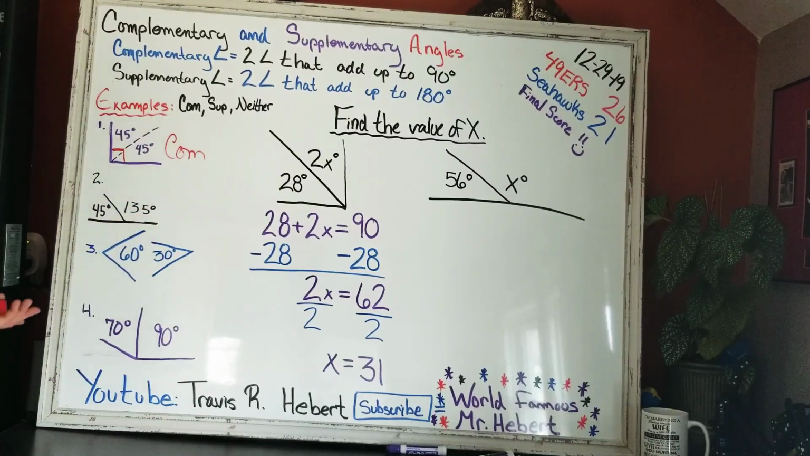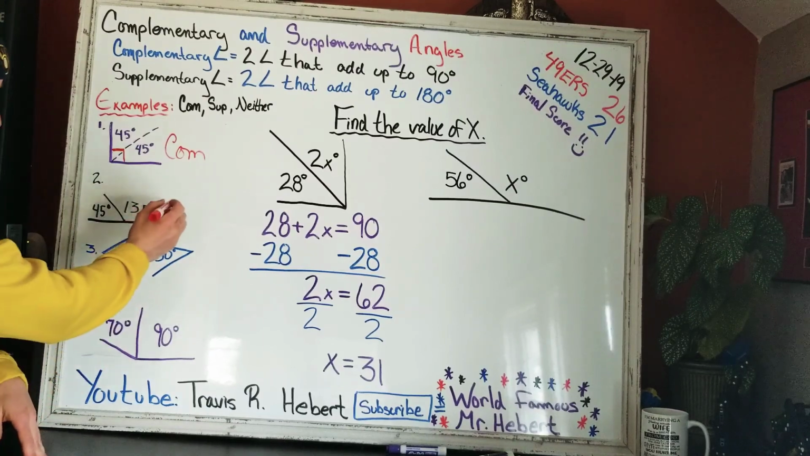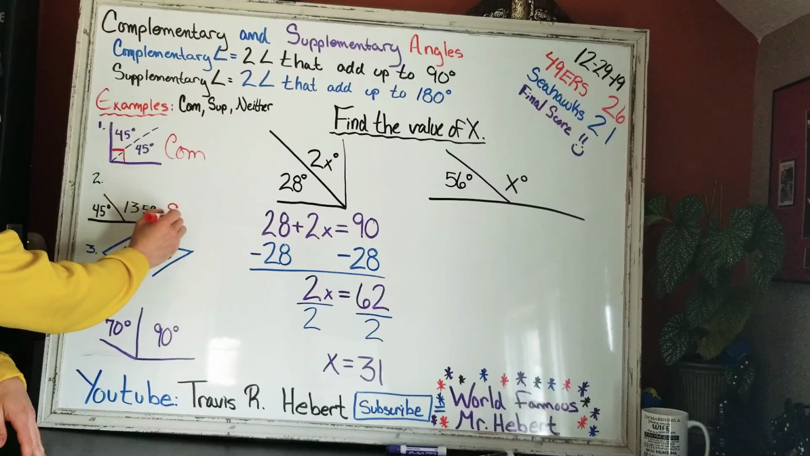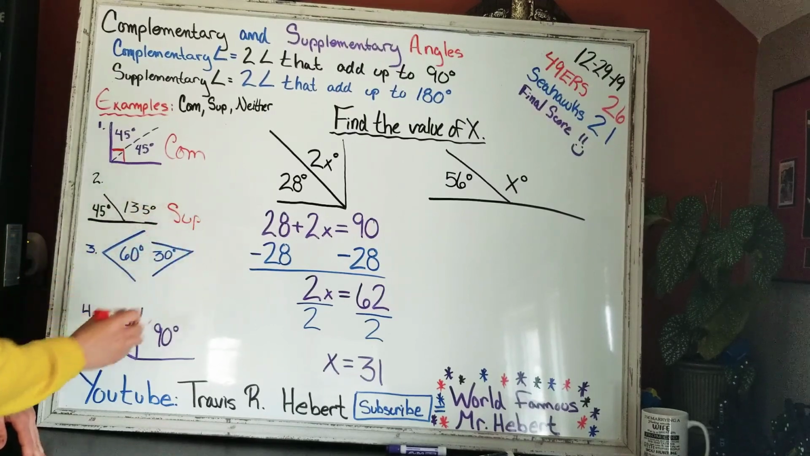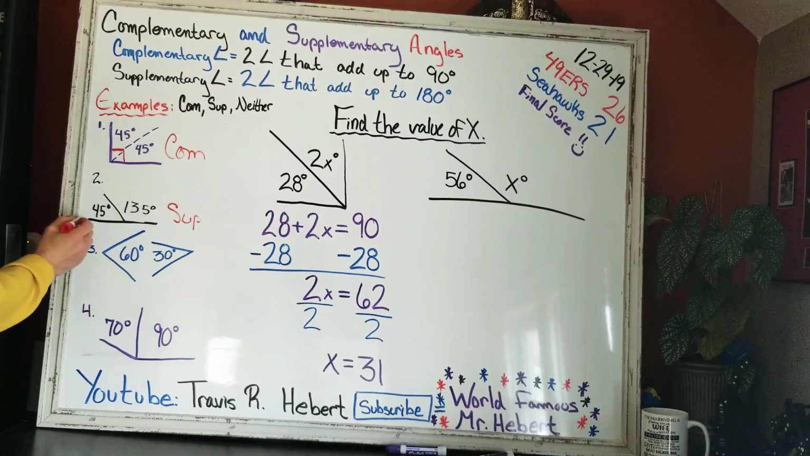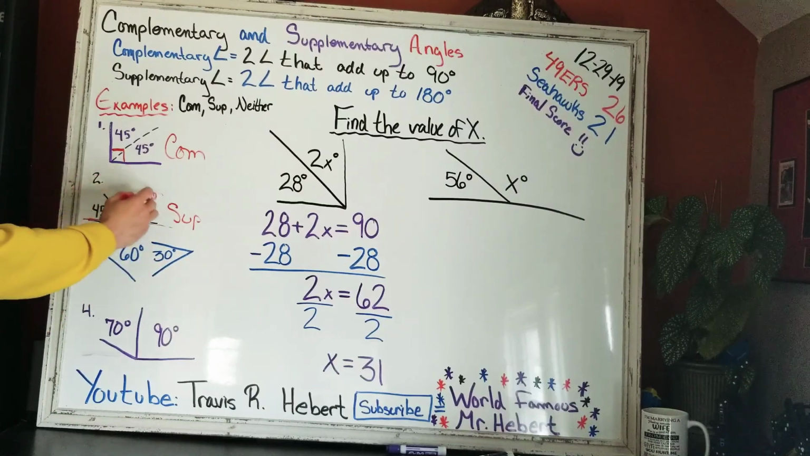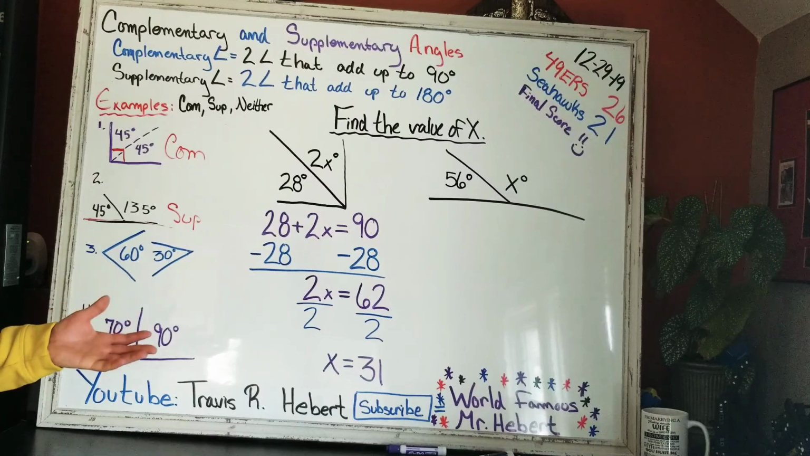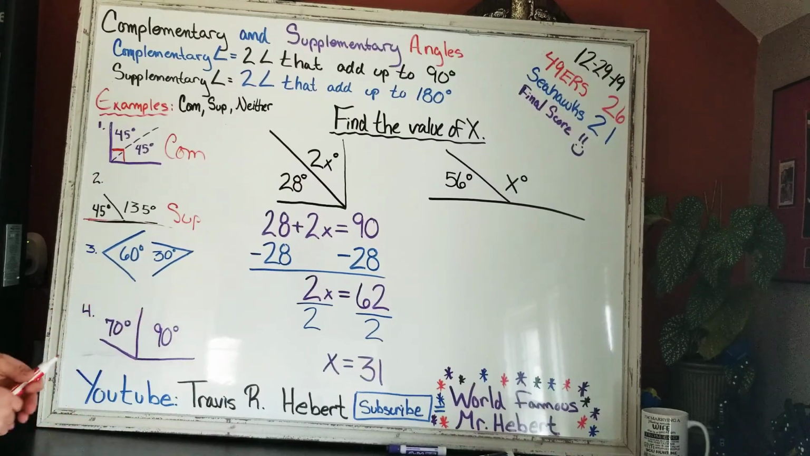If you look at our second one, we have 45 degrees and 135 degrees. What does that add up to be? If you add 45 to 135, you should come up with 180 degrees, which would be a supplementary angle. And you should notice right away, this bottom line goes straight across. You know everything in between there should be 180 degrees, so it would be a straight angle.